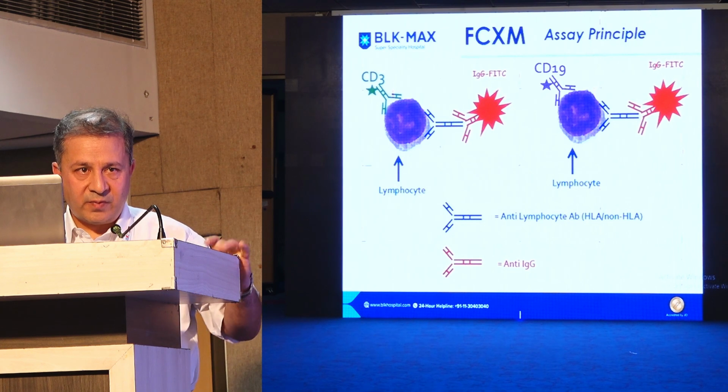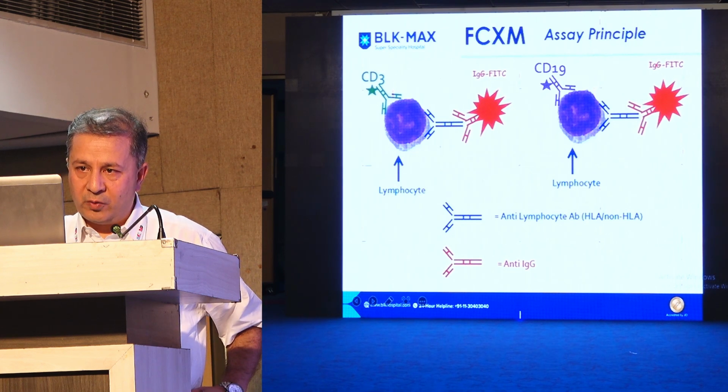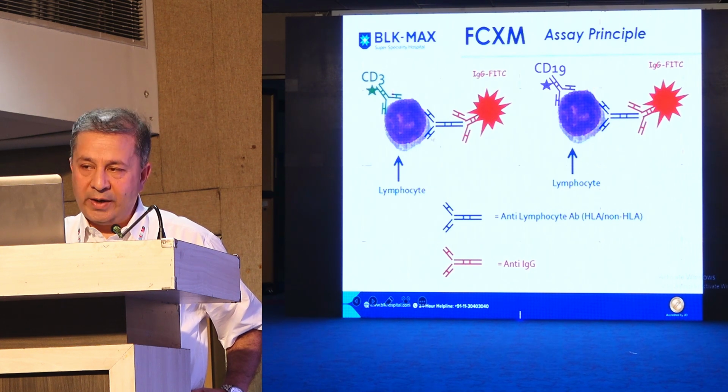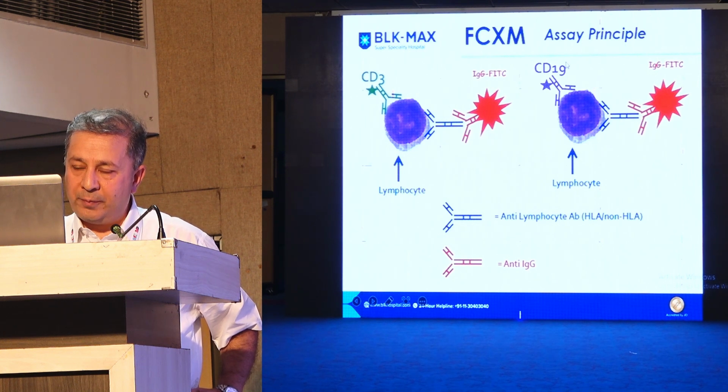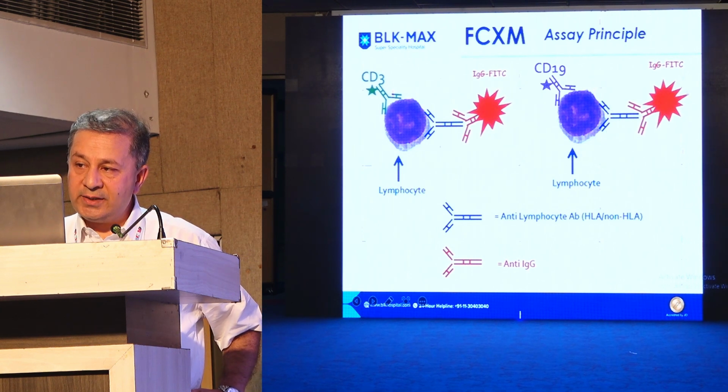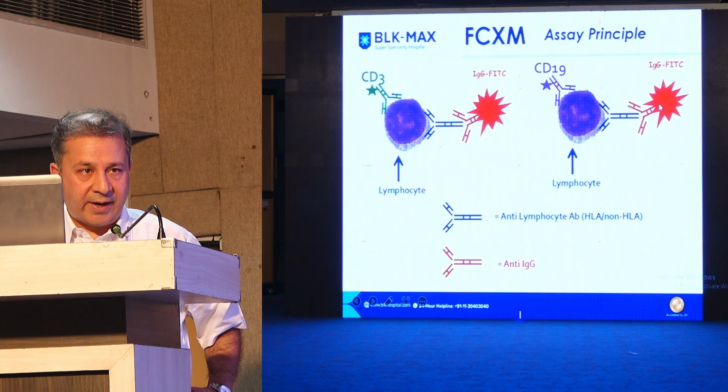This is something which I already showed you. You have the possibility of picking up your T cells with the use of CD3 and identifying the presence of this antibody, because you have used an anti-IgG antibody with a fluorochrome to identify this blue antibody here. Similarly, using CD19, you identify your B cells, and then on the same premise, you take this blue antibody and pick it out by using an anti-IgG antibody, which is fluorochrome tagged.